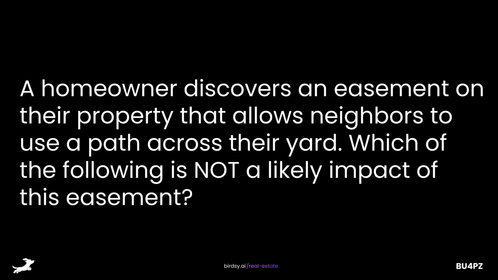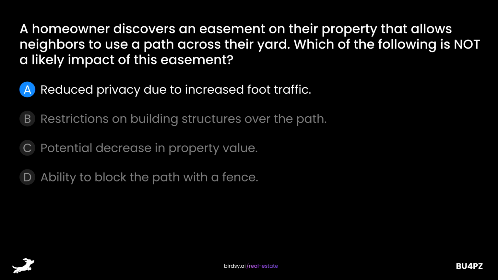A homeowner discovers an easement on their property that allows neighbors to use a path across their yard. Which of the following is not a likely impact of this easement? Is it A, reduced privacy due to increased foot traffic, B, restrictions on building structures over the path, C, potential decrease in property value, or D, ability to block the path with a fence? The answer is D, ability to block the path with a fence.